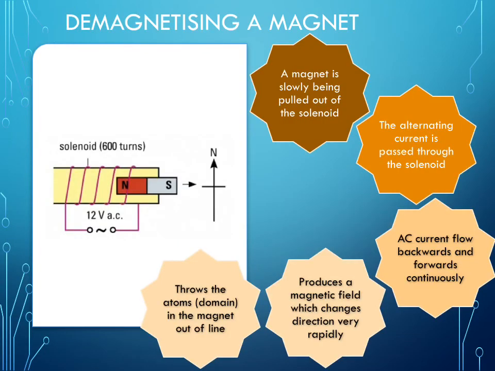Okay, so next, we want to demagnetize a magnet. So daripada magnet tu dia magnetize, kita nak buang dia punya sifat kemagnetan tu. So macam mana? Okay, so bayangkan kita ada magnet and a coil. Also a solenoid and AC current. Okay, so a magnet is slowly pulled out of the solenoid. So maksudnya magnet tu sekarang ada dekat dalam solenoid. Lepas tu kita slowly pull it out of the solenoid.